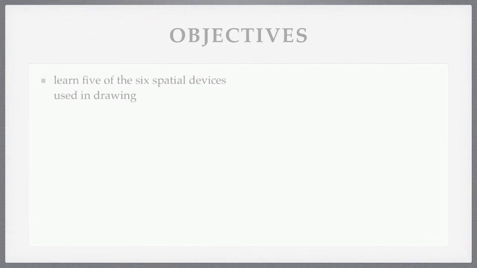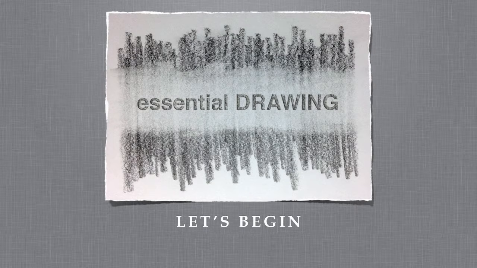Objectives: to learn 5 of the 6 spatial devices used in drawing, and to isolate each of these 5 for greater understanding. You will need a pencil, an eraser, and drawing paper. Let's begin.